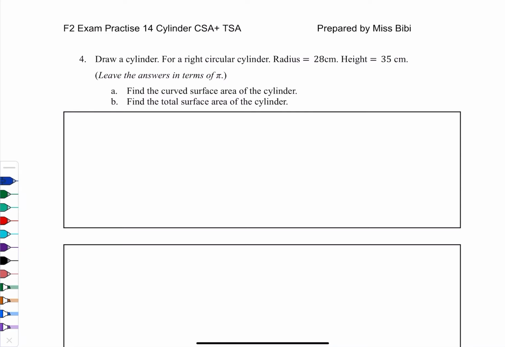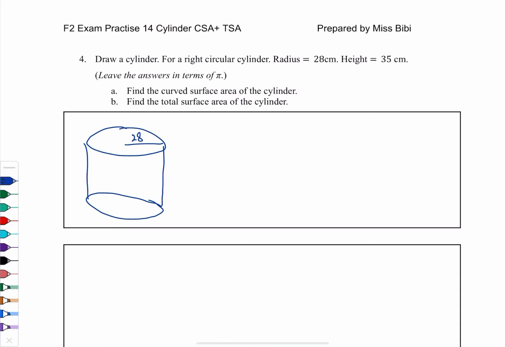Here again, you draw a cylinder first. Very ugly cylinder. Radius 28, height is 35. CSA first, CSA is 2 pi r h. So do we know our radius and height? Yeah, it's given. And then, so just click it. 2 times 28 times 35, you can get that as 1960 pi cm square.